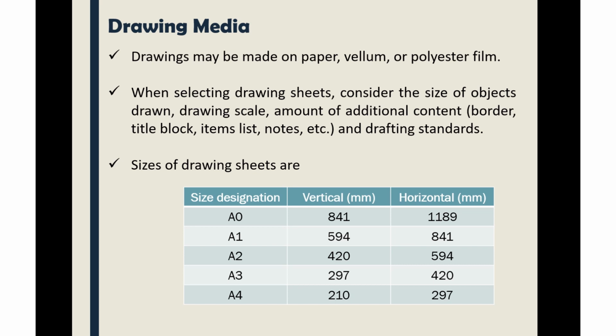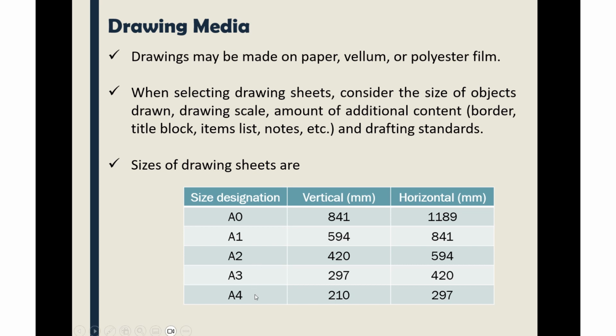Now, here are the various sizes of a drawing sheet that we have. We have the A0 drawing sheet, A1 drawing sheet, A2 drawing sheet, A3 drawing sheet, A4 drawing sheet. The most common of these are the A2, the A3, and the A4 drawing sheet. The A4 paper is our regular A4 paper that is used in printing generally. Then the A3 paper is also common, and also we now have the A2 paper.